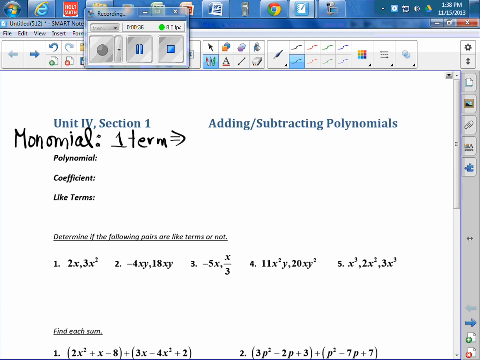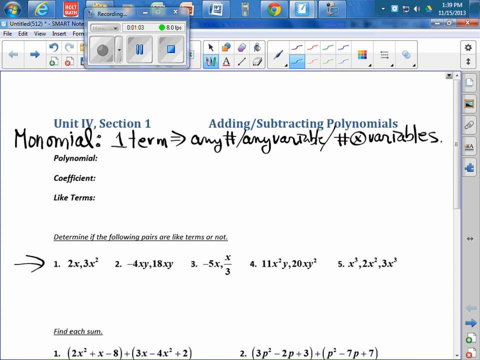As long as you're taking, in this term, any number, any variable, or any number times any number of variables. And here's what I mean by that. Down here in this set of problems, 2x is a monomial. It's a number times a variable. 3x squared is a monomial. It's 3 times x squared.